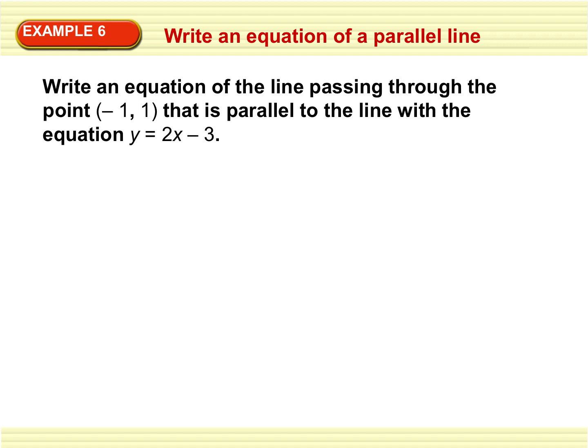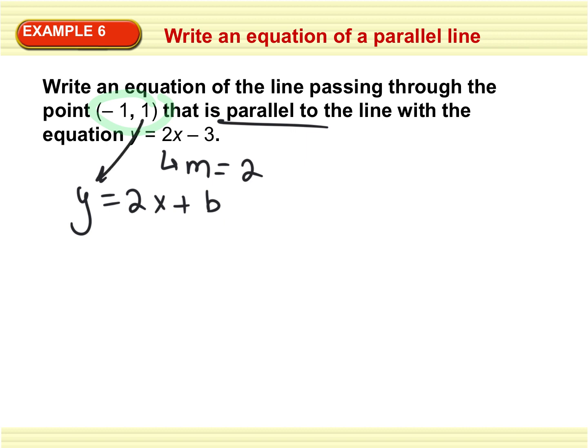Now they want us to write an equation that passes through the point (-1, 1) and is parallel to the line with the equation y = 2x - 3. Now, parallel means the slope is the same, so our m is 2. We can say, guys, that it is y = 2x + b. Now, how do we find that b? We're going to use the point that they give you, in this case (-1, 1), and plug it into our equation.